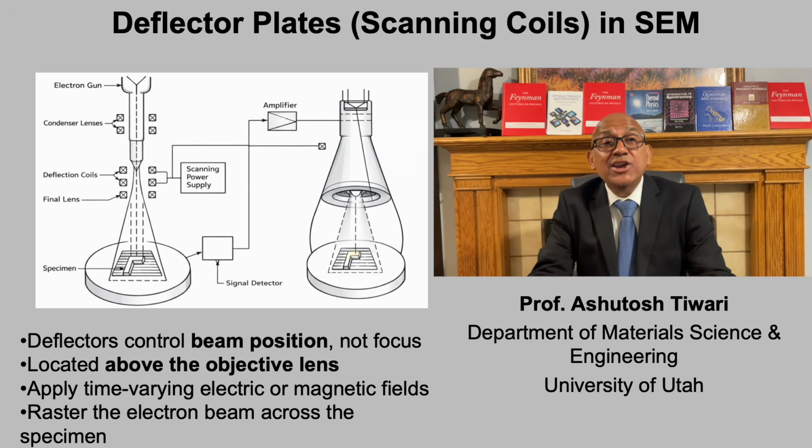Importantly, magnification in SEM is not set by lenses, as in optical microscopy, but by the scan amplitude of the deflectors. Reducing the scan area while keeping the display size fixed increases magnification. Thus, the deflector system plays a central role in image formation by controlling where the beam goes and how the scanned image is constructed.